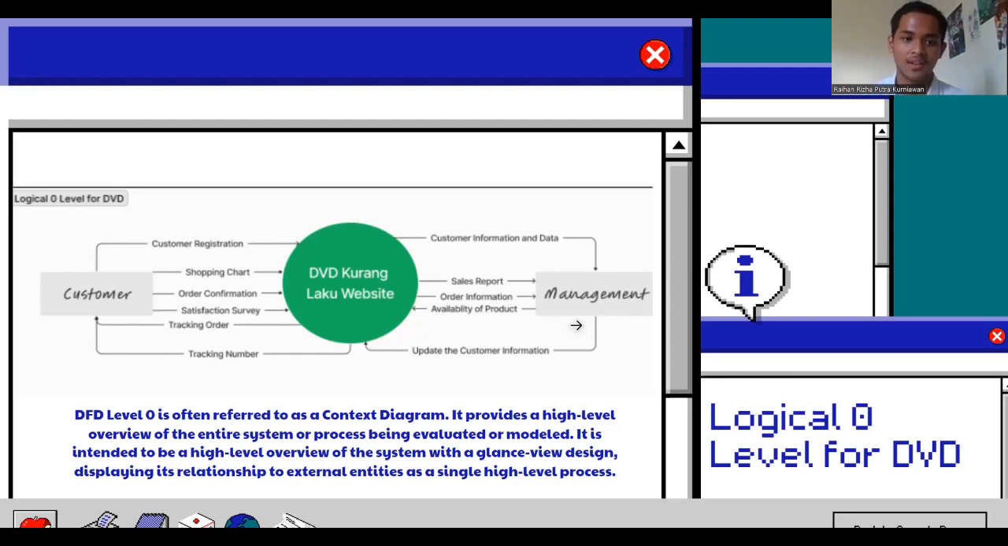This one is more like the system solution. So as you can see here, the customer inputs data and it will be transferred into the DVD Kurang Laku website. Then the website will obtain this data to make an assessment and also to manage their order from online orders. So it's only a slight overview, because the data flow diagram level 0 is basically just the general view of what you want to do with the system, and the detailed description will be presented by our next friend Nando.